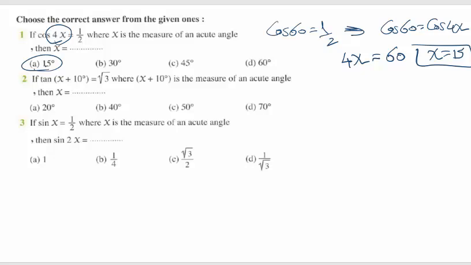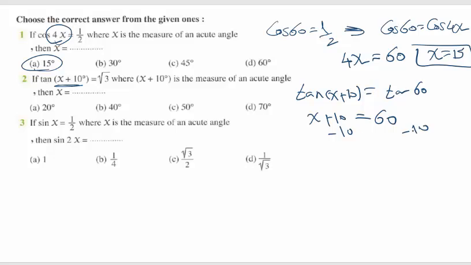Again, in the second example, don't say tan x plus 10 equals root 3, so I will subtract 10 from both sides to find the value of x. No, x plus 10 is standing inside the tan. So before you subtract 10 from both sides, you should at first find the angle whose tan equals root 3. I think the angle whose tan is root 3 is 60. So I'm telling you that tan x plus 10 equals tan 60. So I can say that x plus 10 equals 60. By subtracting 10 from both sides, I got that x equals 50.